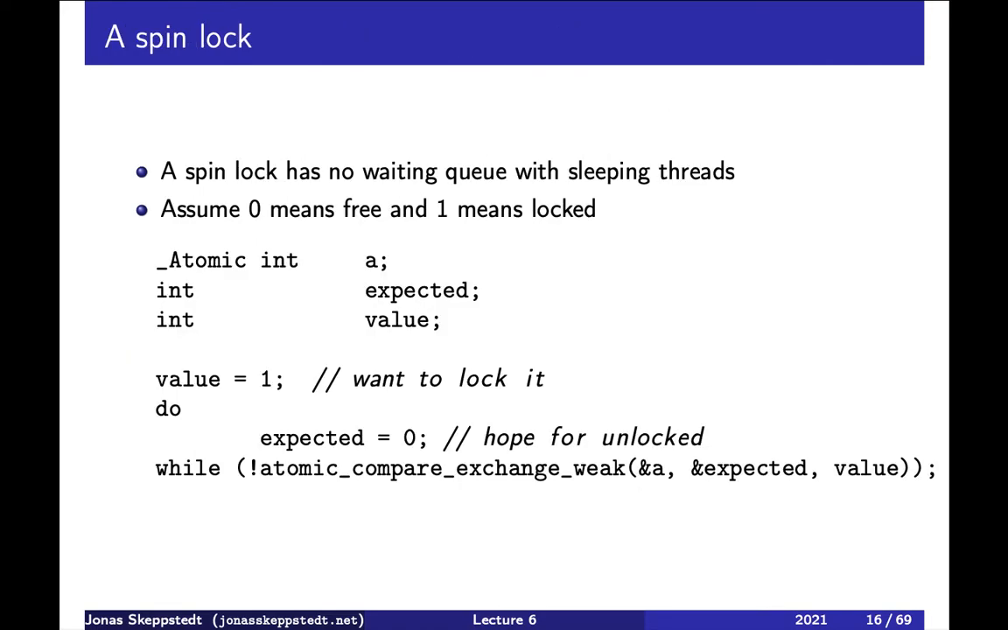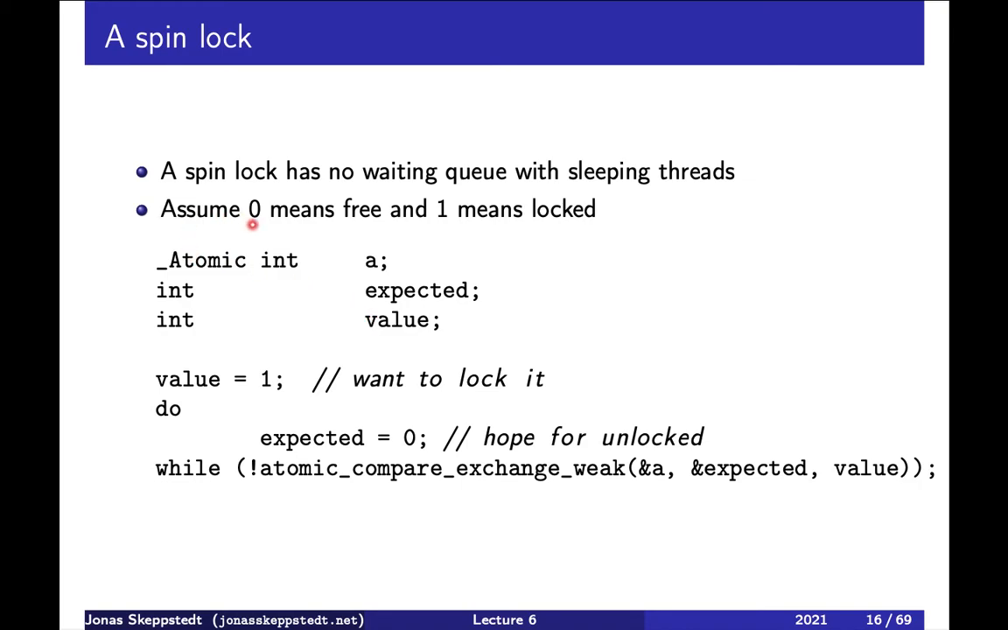So let's look at a spin lock. A spin lock is a lock without the waiting queue, so there is no sleep for a thread that doesn't get the lock. It just keeps busy waiting until it gets it. So how does this work then? First we have this atomic int, and then an expected value, and then the value that we want to write to it. First we must say what free and locked mean.